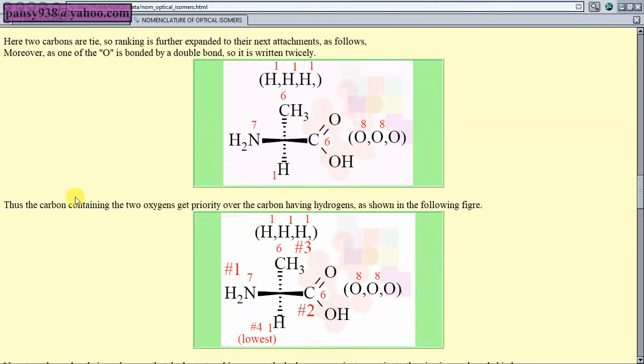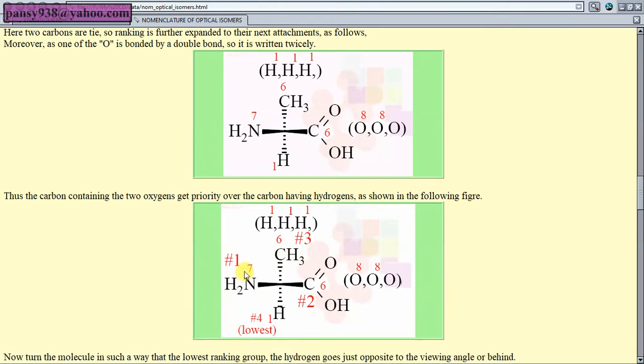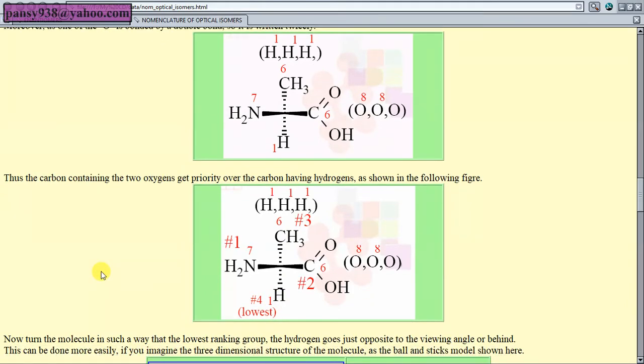Now the nitrogen has an atomic number greater than all of these attached atoms, so in ranking it stands first. The second is this carbon, and this one is the third in ranking, and this has the lowest ranking, which is the hydrogen.